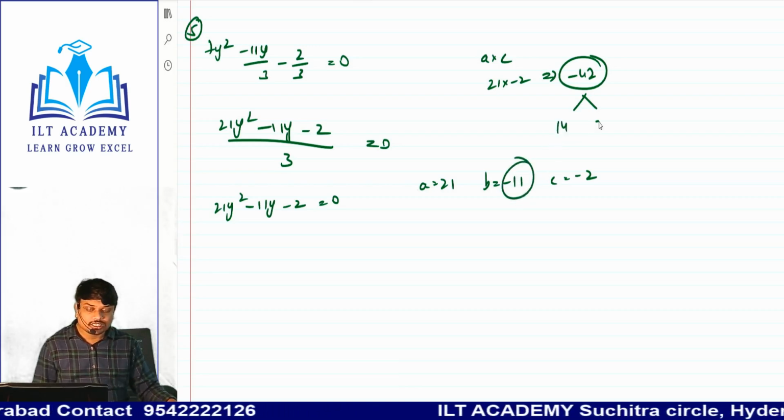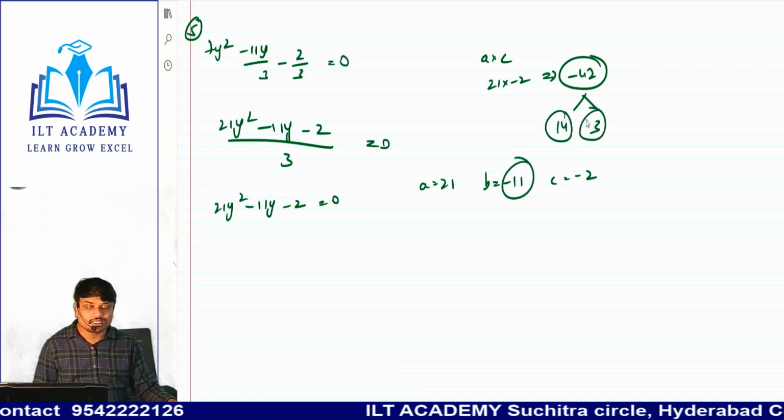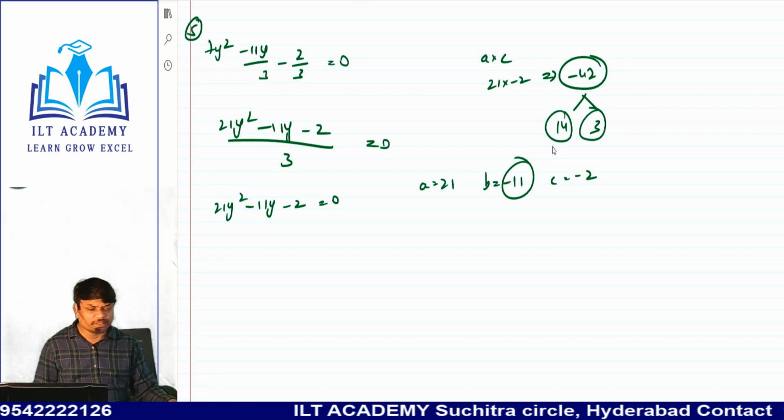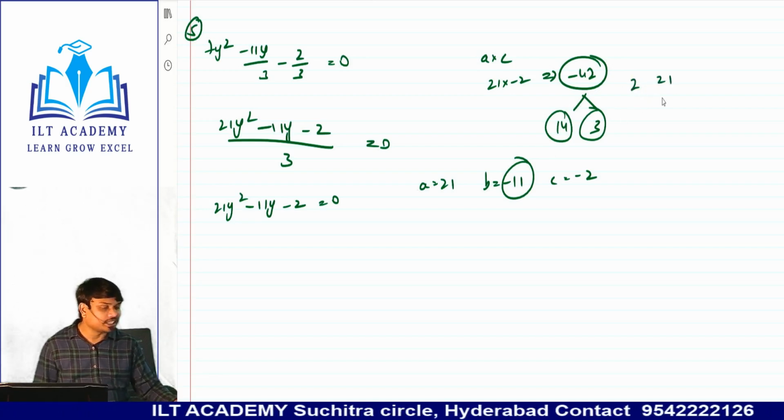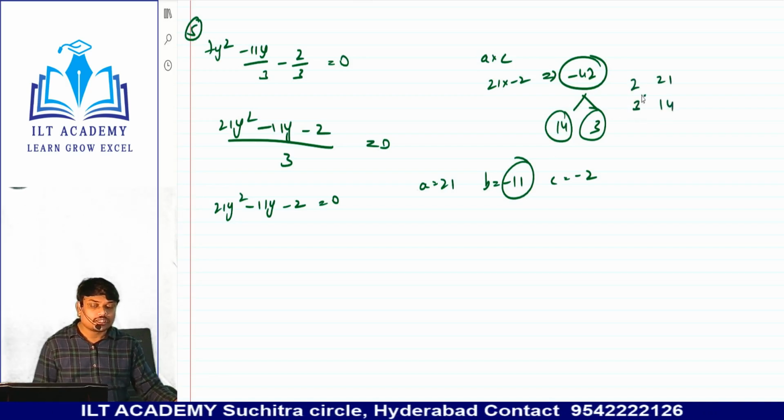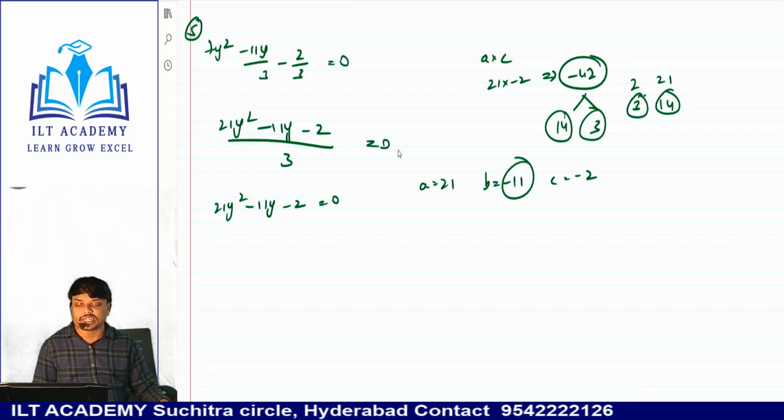So 14 3s are 42, clear? Sir, how do you know exactly 14 3s are 42? Simple. What is first one? 2 table, it will go 2 into 21. Next it will go in what? 3 table, 3 into 14. Now 3 and 14, if you subtract, then you will get what?